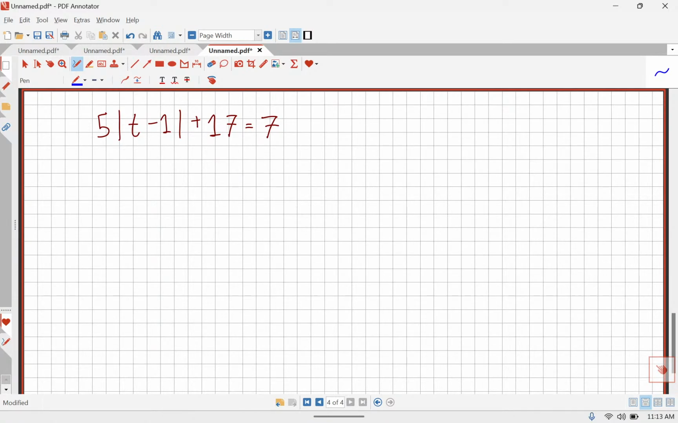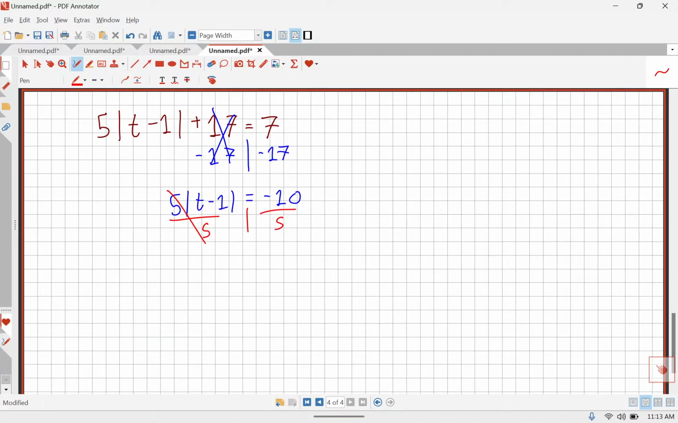But I'm going to show you what they did. They started this problem just like you did. They subtracted 17 from both sides: 5 times the absolute value of t minus 1 equals negative 10. They divided both sides by 5, and they got the absolute value of t minus 1 equals negative 2. And then they stopped. They didn't write a single thing down. They did not split this up into 2 pieces. They did not solve 2 separate equations.